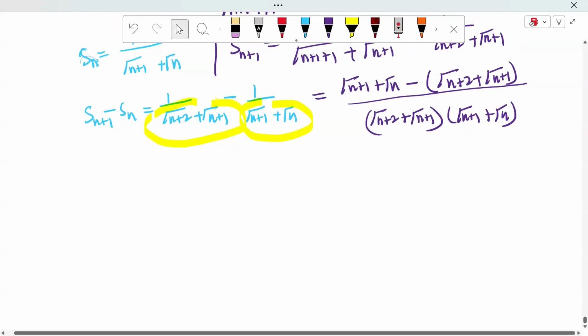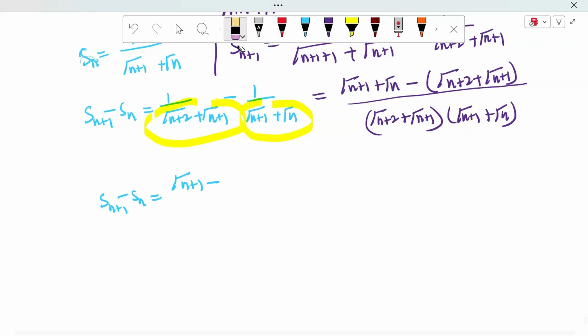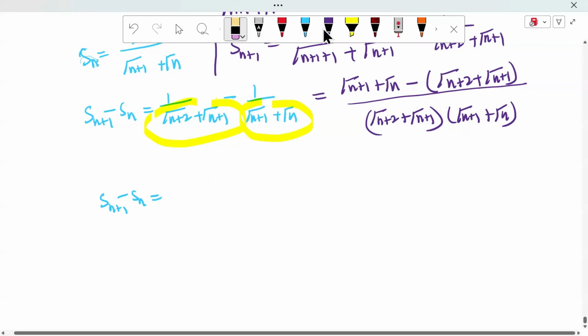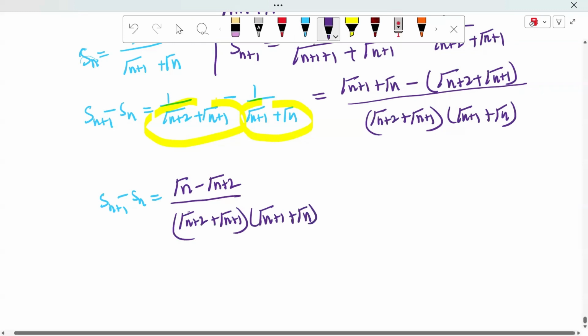So Sn plus 1 minus Sn is equal to under root n plus 1 minus under root n plus 1 cancel, and the remaining term is root n minus root n plus 2, divided by root n plus 2 plus root n plus 1 into root n plus 1 plus root n. Observe the denominator: it is a positive number for all n.